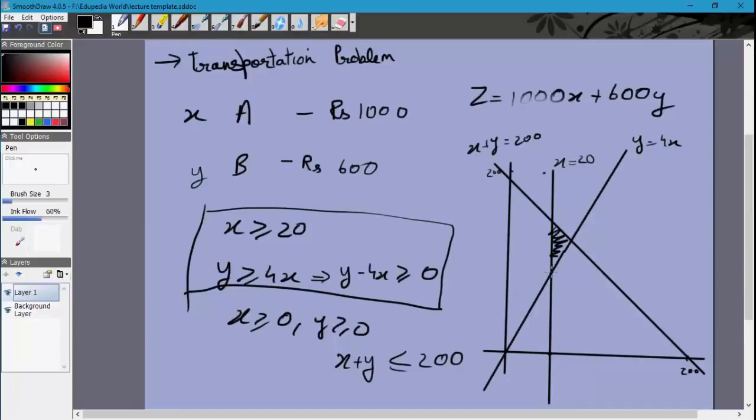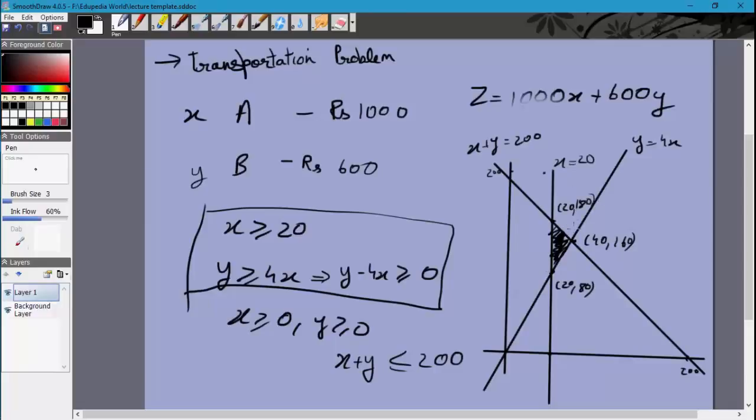So first x is equal to 20, y is equal to 4x gives me 20, 80. And then what is this point? X is equal to 20, x plus y is 200. So this is 20, 180. Clearly this figure isn't drawn to scale. And for this point, we'll need to get x plus y is 200 and y is equal to 4x. So 5x is equal to 200 means x is equal to 40, y is equal to 160. So this point is 40, 160. And this is the region we are talking about.